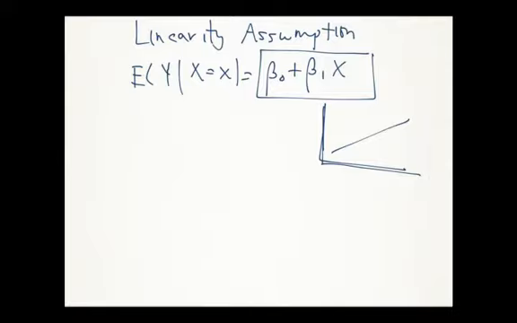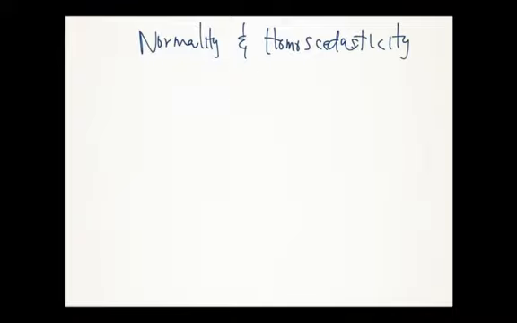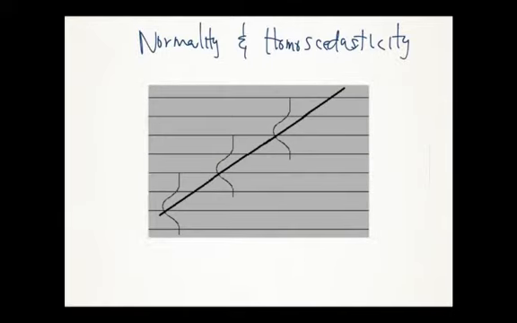And then the other two were the normality and homoscedasticity. And that's related to the residuals. So homoscedasticity says the variance of y given x is the same for all values, and normality says the distribution of the residuals is normal. So let's take a look at a picture to help us understand that.